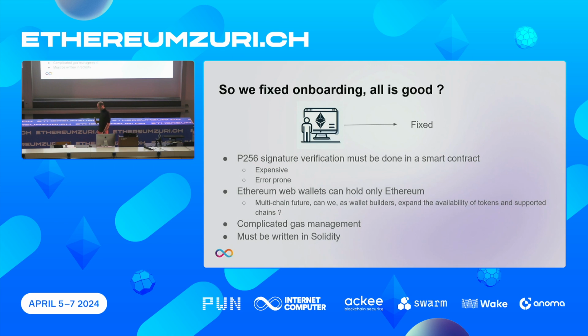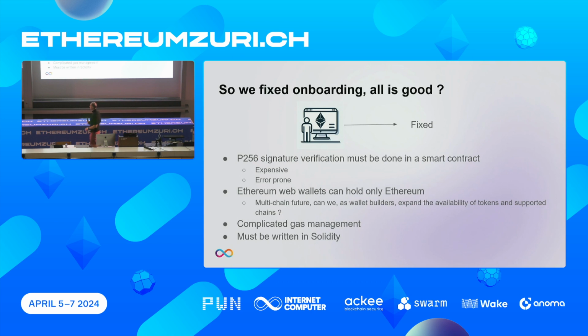The signature verification for WebAuthn is not natively supported by Ethereum. You have to support P256 in a smart contract. That smart contract is going to be expensive to run. It's also going to be error prone. There are efforts out there to have the P256 verification as a precompile, which I think is great, but we're not there yet. As last I knew, it's already deployed in Polygon.